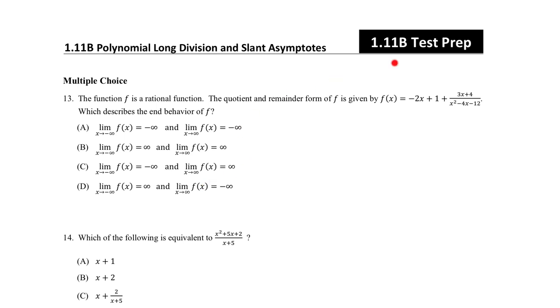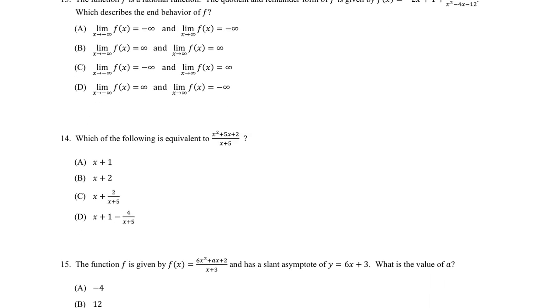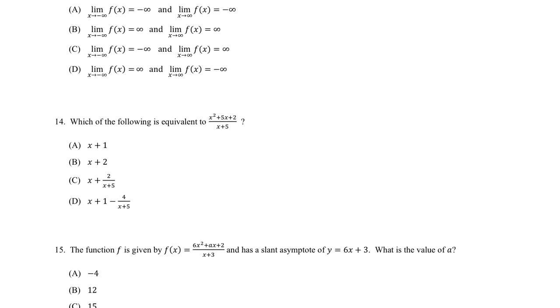And then lastly, our test prep questions. It's kind of an interesting problem. End behavior after you've done the division with f of x. So think slant asymptotes there. 14, which of the following is equivalent? So this looks like a division problem also. We've got a remainder here, it looks like. 15 is given by this, has a slant asymptote. What's the value of a? Ooh, that'll be intriguing to see if you can figure that out.